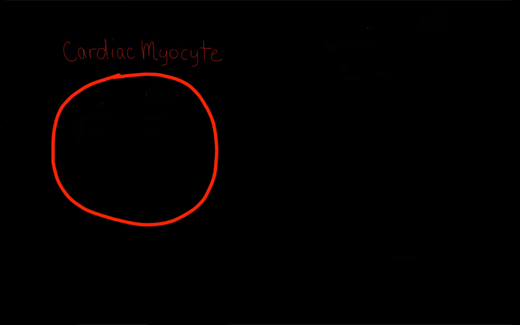Cardiac myocytes have a cell membrane that separates them from other cells. The cell membranes contain ion channels that allow ions, or electrically charged molecules, to travel in and out of the cell in a carefully orchestrated manner.